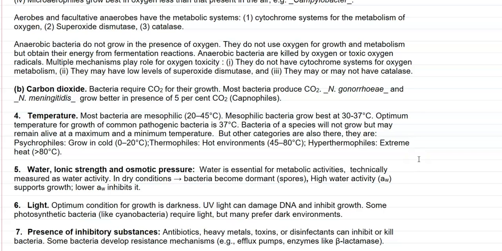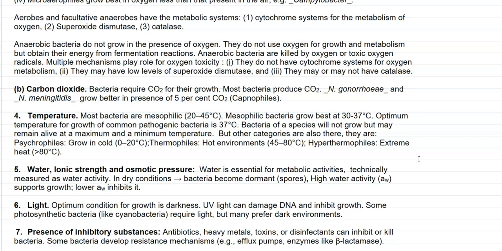Based on the temperature requirements, there are a lot of other categories. For example, psychrophils are those organisms that can grow at a temperature of 0 to 20 degrees centigrade. Whereas thermophils, which are commonly present in hot environments, can grow at a temperature of 45 to 80 degrees centigrade. Hyperthermophils are extreme heat loving organisms which can grow at a temperature of more than 80 degrees centigrade.